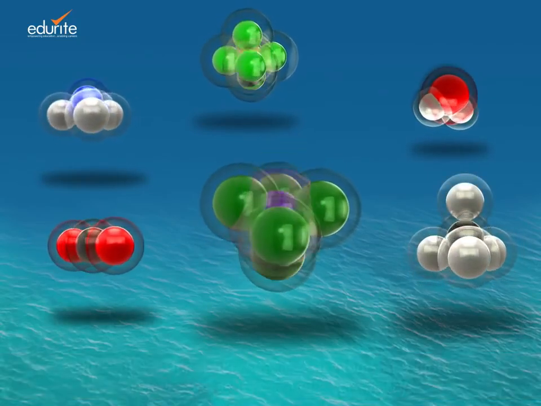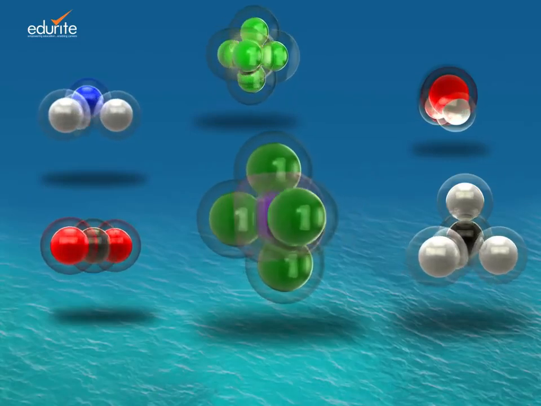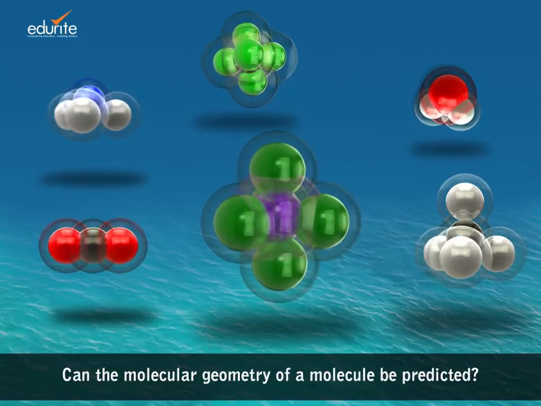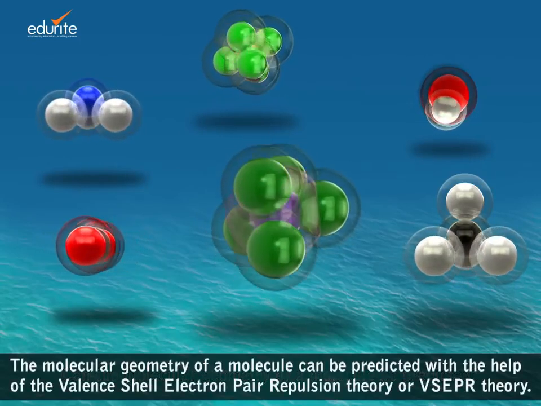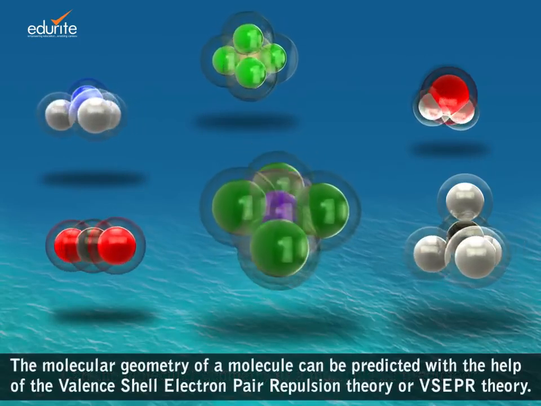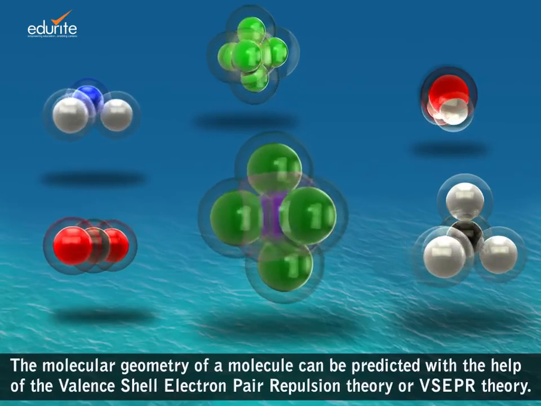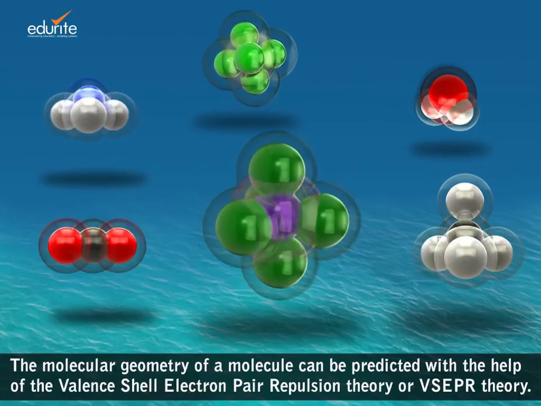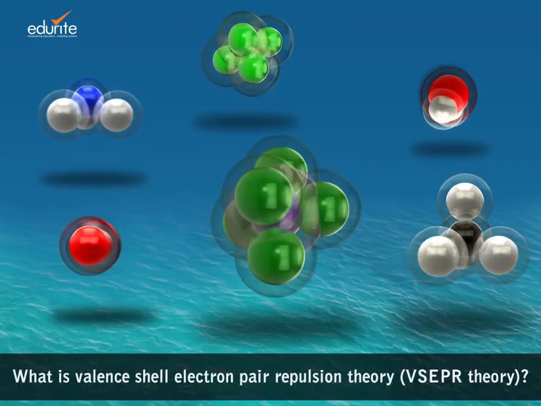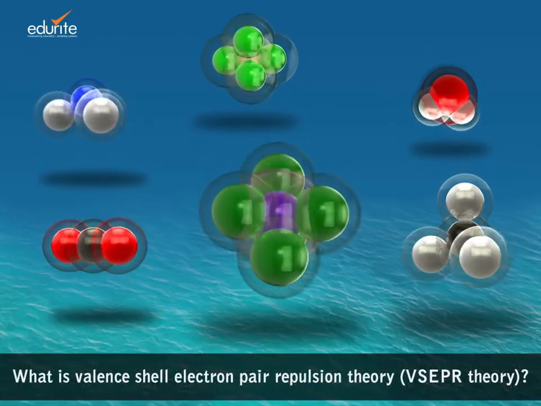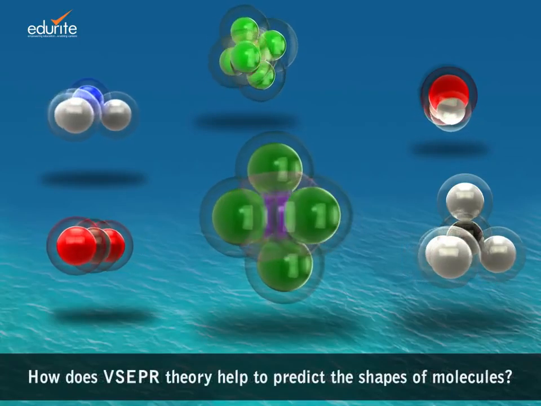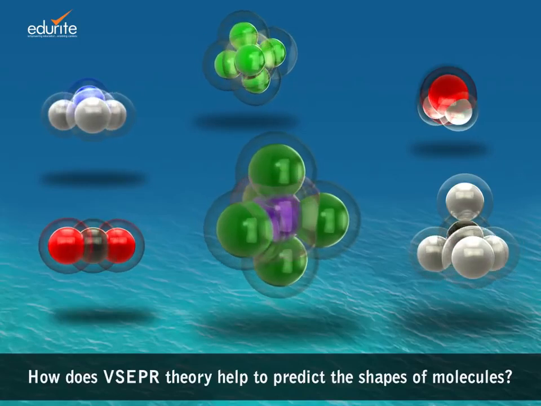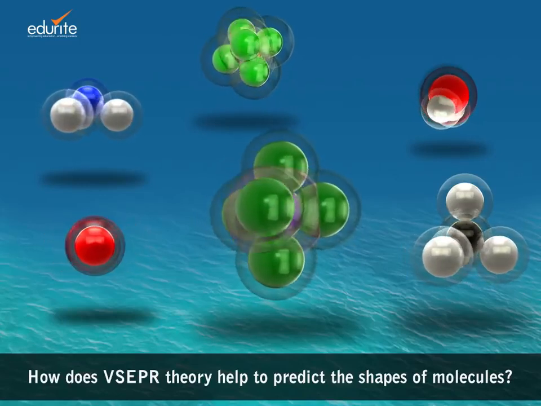Many properties of a substance can be attributed to its molecular geometry. Can the molecular geometry of a molecule be predicted? Yes, the molecular geometry of a molecule can be predicted with the help of the valence shell electron pair repulsion theory or VSEPR theory. What is valence shell electron pair repulsion theory? How does it help to predict the shapes of molecules? Come, let's learn about the VSEPR theory in this module.